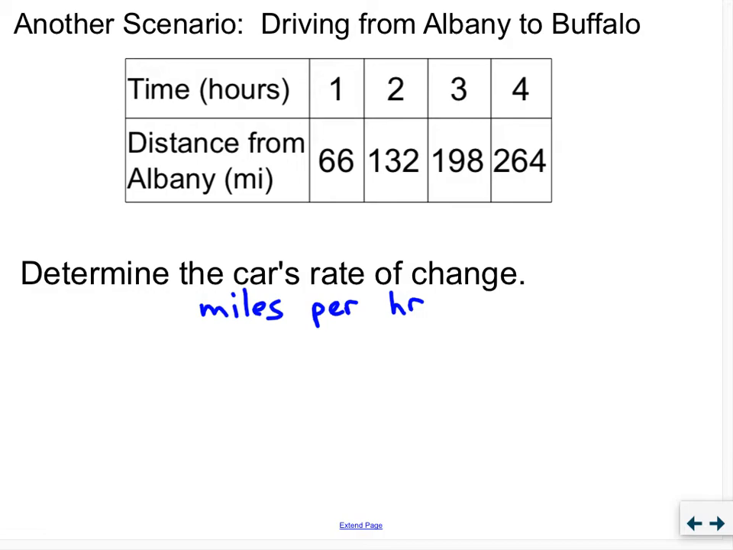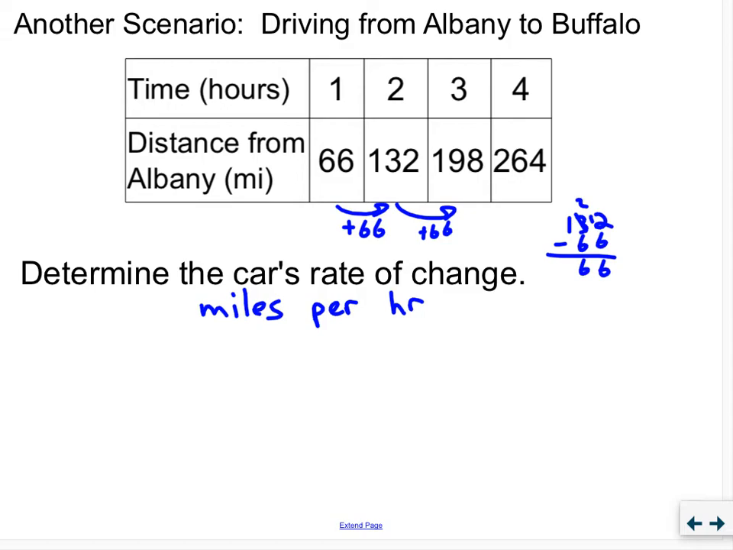So it looks like if I find this rate of change, I'm going up an additional 66 miles, because 132 minus 66, the change here, is 66. And if I continue, 198 minus 132 is going to be another 66.